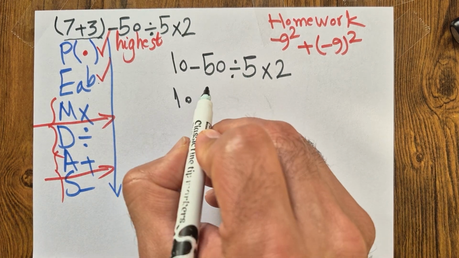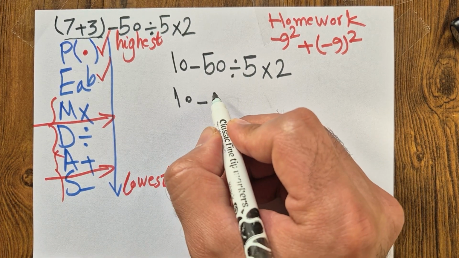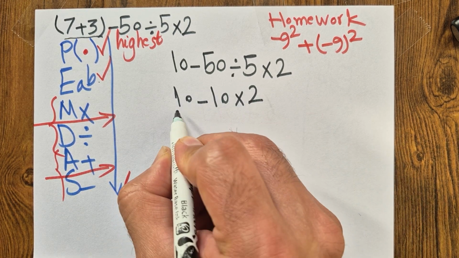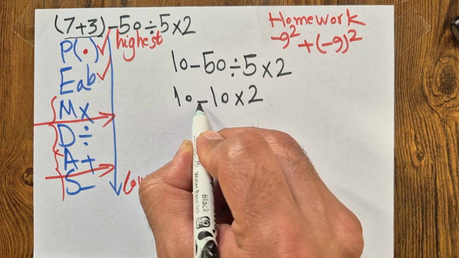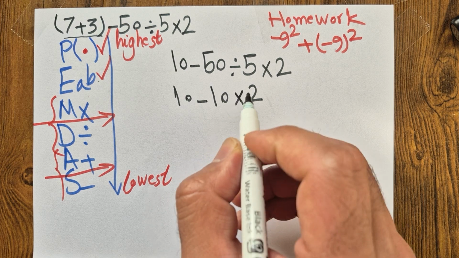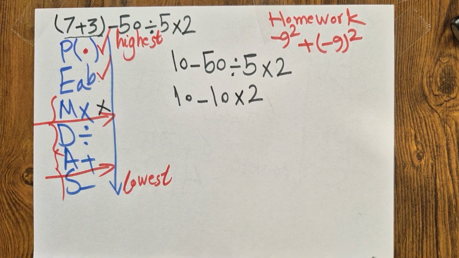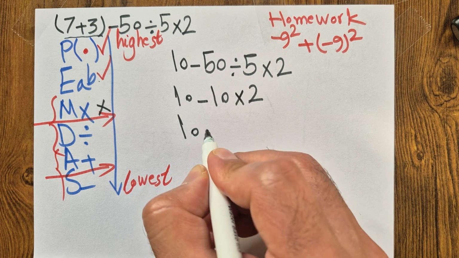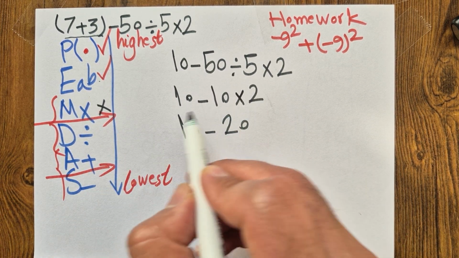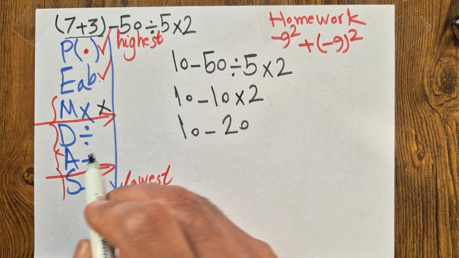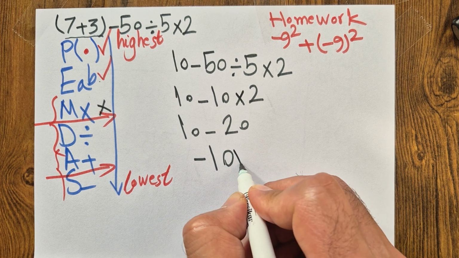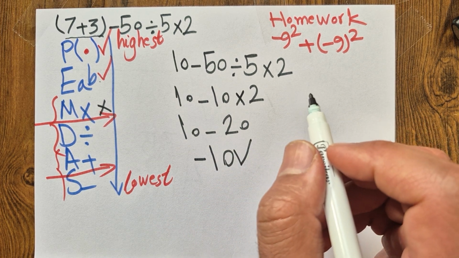10 minus 50 divided by 5 gives us 10 times 2. Again, 10 minus 10 times 2. 0 times 2? No way, we have multiplication to do. So keep in mind, we still have multiplication. 10 minus 10 times 2 gives us 20. And finally, there is no more division or multiplication, just subtraction. 10 minus 20 gives us minus 10, and that's the final and only correct answer.